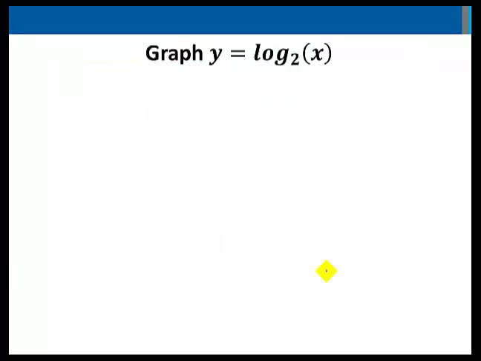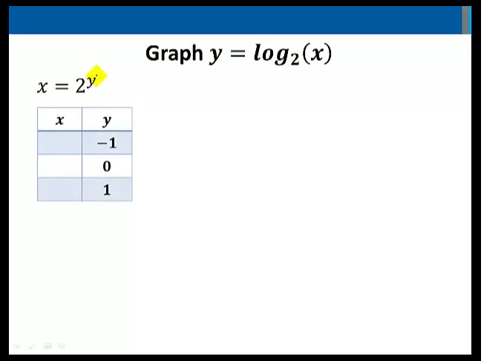Next, we'll graph y equals log to the base 2 of x by first changing the function into exponential form of x equals 2 raised to the power of y. I will choose three y values of negative 1, 0, and 1 as the y coordinates of the 3 points I plan to plot on the graph. Starting with a y value of negative 1, x will be equal to 2 raised to the power of negative 1, or 1/2. If y equals 0, x will equal 2 raised to the 0, or 1. If y equals 1, x will equal 2 raised to the power of 1, or 2.